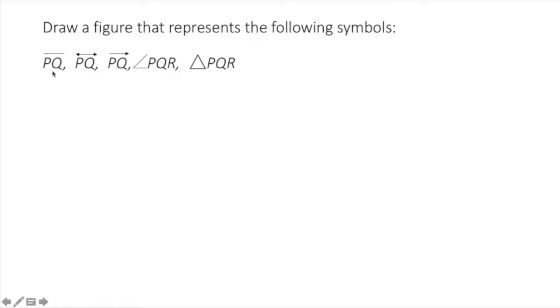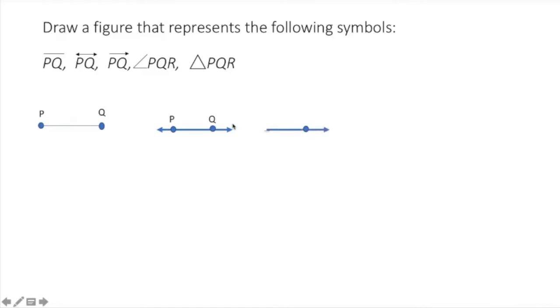All right, so the first thing we have is line segment PQ. We can tell it's a line segment because there are no arrowheads above here. So you should have 2 points and a line segment connecting those, and then P and Q above those being the labels for each point. Next up, we have a line PQ. You can tell it's a line because it has the arrows on each end of it. So we should have our 2 points, P and Q, and then an arrow extending out from each one of those points.